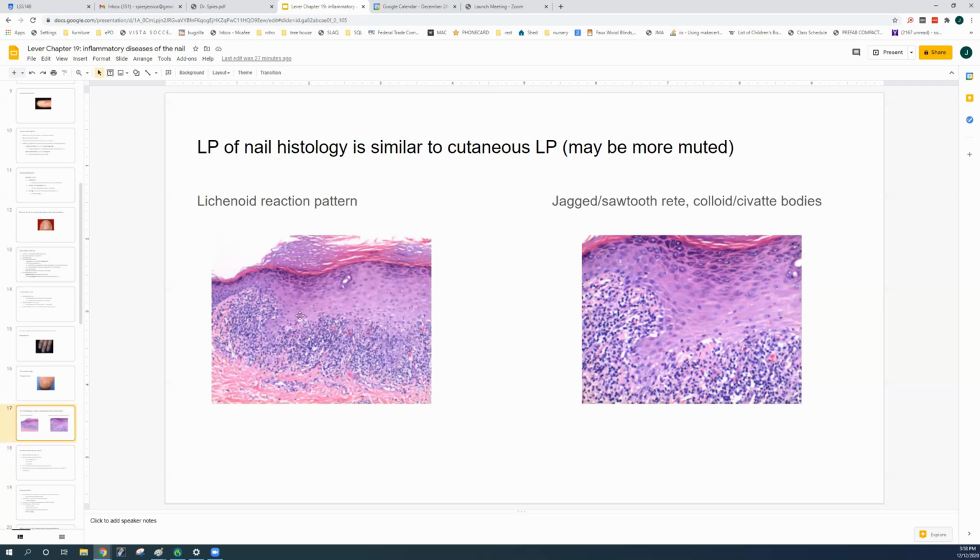So you can see, this is actually a lichen planus of the skin, but you can see all of this in the nail. And it may be a little bit more muted. You may not have as much epidermal acanthosis, not as much hypergranulosis, not as much inflammation, but you'll still see the same features.